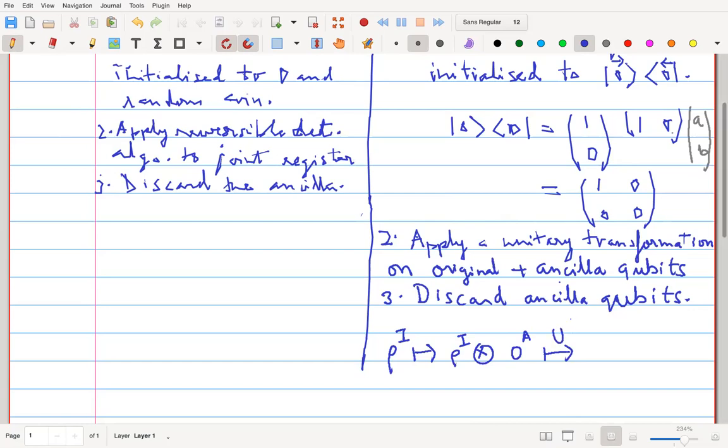So remember, U is a unitary transformation on the total system, input and ancilla. So I'll call it U with superscript IA. So what does this go to? Let me write it down. The definition of applying a unitary transformation: I know what the unitary transformation does on a vector. It multiplies a vector from the left, when the vector is a column n-tuple.